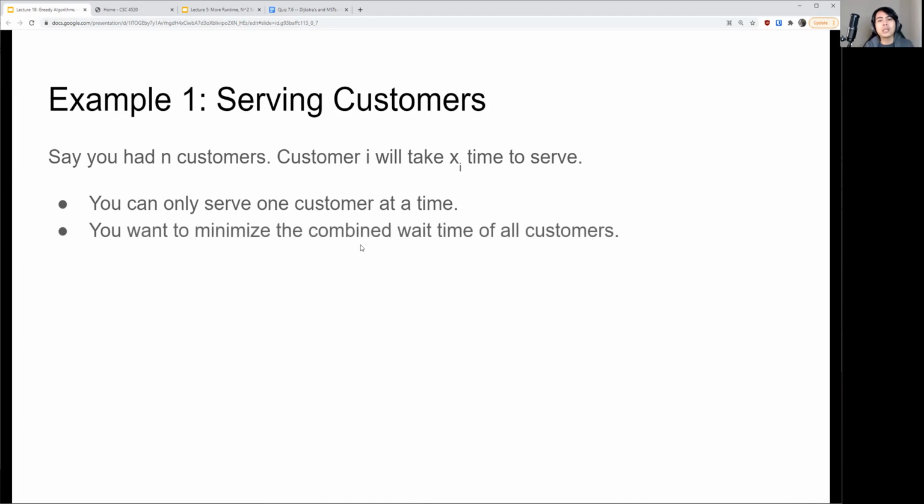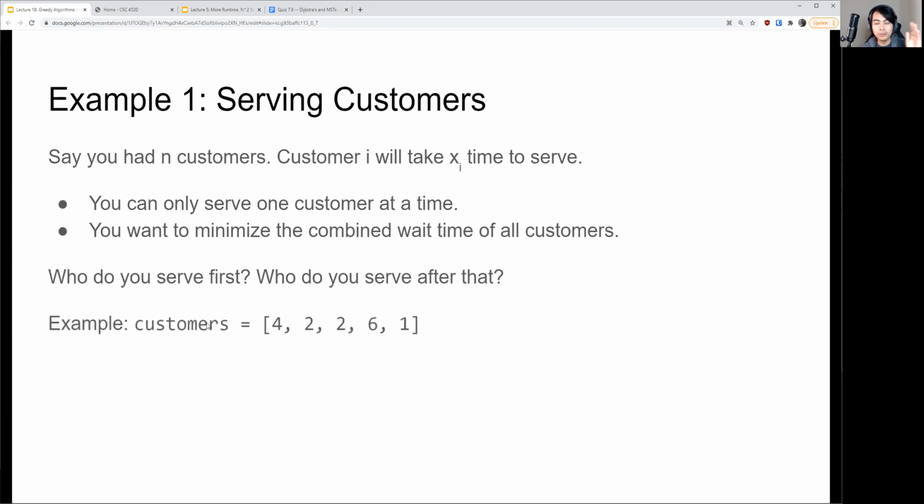And you want to minimize the combined wait time of all the customers. So if you're serving the first customer, all the other customers have to wait for you to finish serving the first customer. When you're serving the second customer, all the customers besides the first customer have to wait, and so on and so forth. Who do you serve first? Who do you serve after that? What's the approach that you should take to minimize the total number of minutes that everyone has to wait collectively?